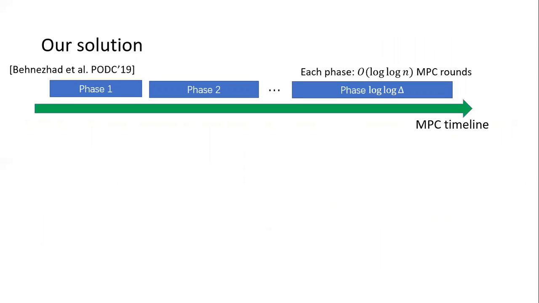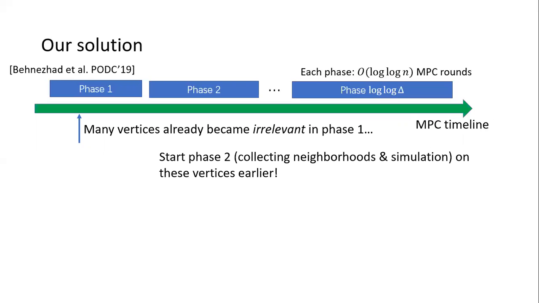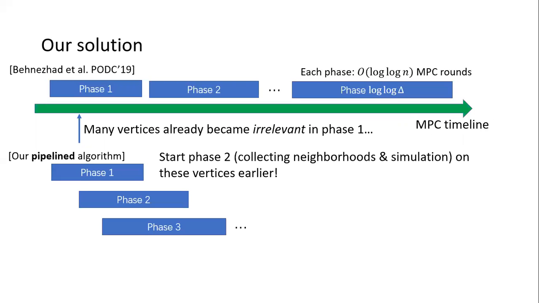Now we'll describe our improvement. Notice that after we finish part of the simulation in phase 1, there are already a large fraction of vertices that have become irrelevant. So we don't need to wait for phase 1 to finish completely. We can just try to start the next phase's computation earlier on these vertices. So our algorithm is essentially a pipeline version of the previous algorithm.